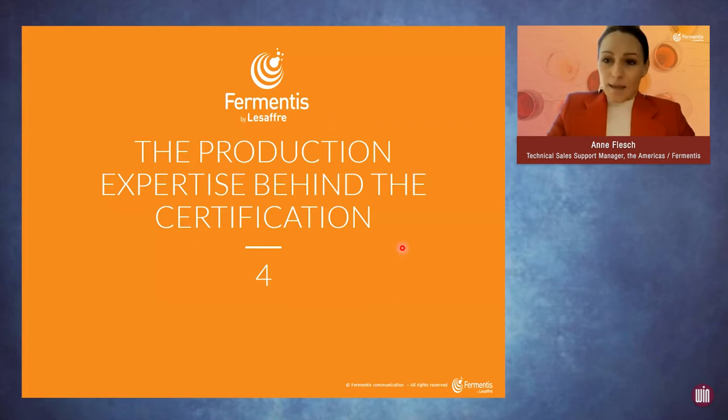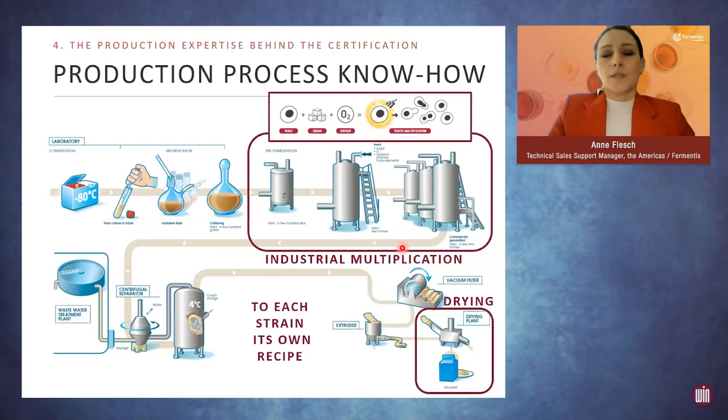Okay, so we talked about the advantages. Now I think it's important for you to understand how we produce active dry yeast, know where your product comes from, and really what makes our yeast high quality and easy to use. So this is an overview of our production process, and it shows the two key phases that are the multiplication and the drying. But let's go through the whole process.